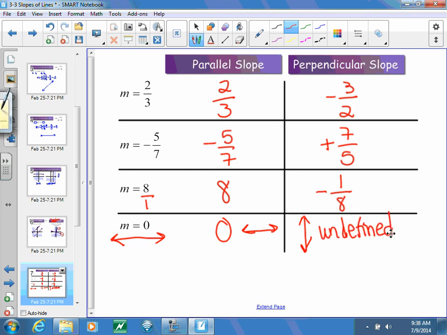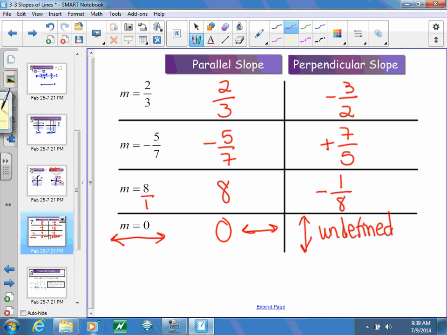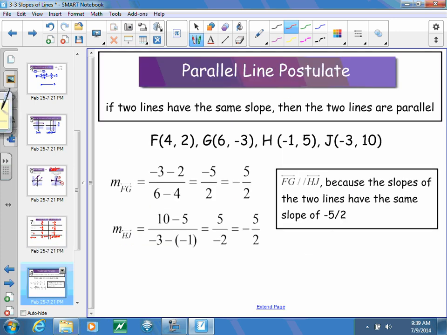So if you have a slope of 0 and you have a slope that is undefined, that means that these two lines are going to be perpendicular to each other. So where are we going with all of this? Well, we've been proving that lines are parallel to each other using different angle relationships, and now we are going to do this using some arithmetic and proving that lines are parallel just based off of using the slope formula.